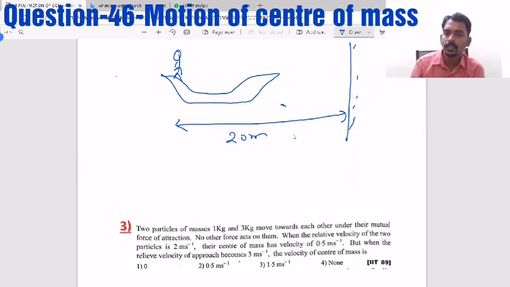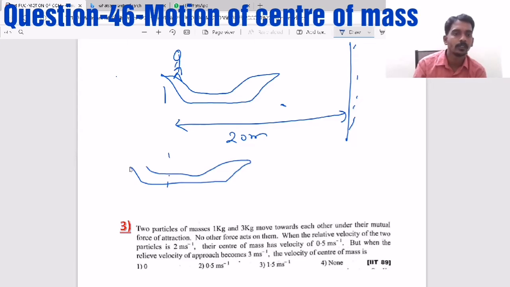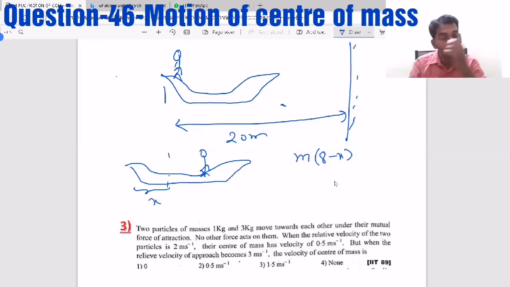See, if he went 8 meters, actually 20 minus 8, 12. But during that time, the boat also moves backward. This is the position. Now the boat may move like this, meaning the boat went back by some distance x. Now the person reached here. Now the person moved by a distance of 8 minus x. Actually he went 8 forward and x backward, equal to capital M into x.